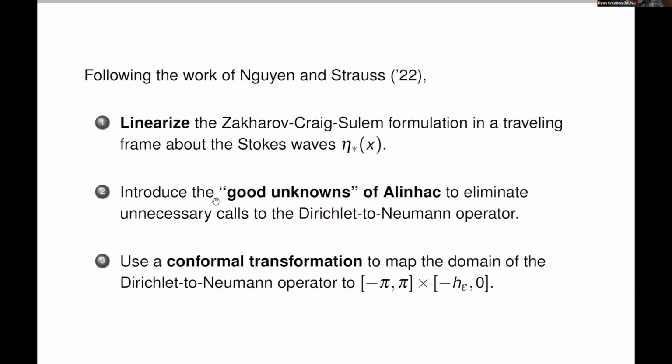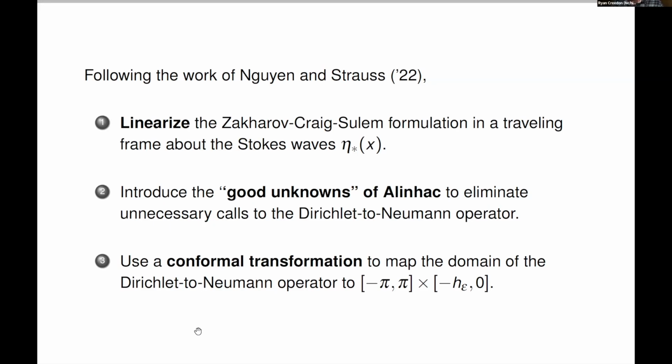And so one of the ways that you can do that is introducing these good unknowns of Alazard and Métivier, which basically allows you to eliminate some of these unnecessary calls to the Dirichlet to Neumann operator. And so basically, when you're done with this step, there's only one call to the Dirichlet to Neumann operator in that linear problem, which is very, very nice. And hence why they call it the good unknowns.